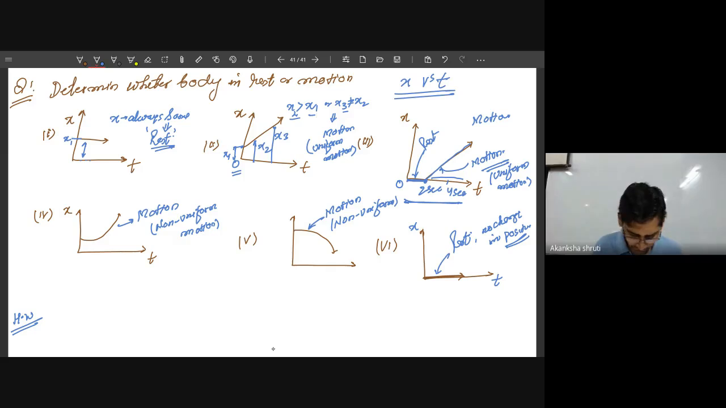Here, if the graph is upward, it means the position is increasing, or the body is moving away from the observer. But in the fifth case, the body is moving toward the observer. So in this case, the body is moving away since x is increasing. And here the body is moving towards the observer since the position is decreasing.